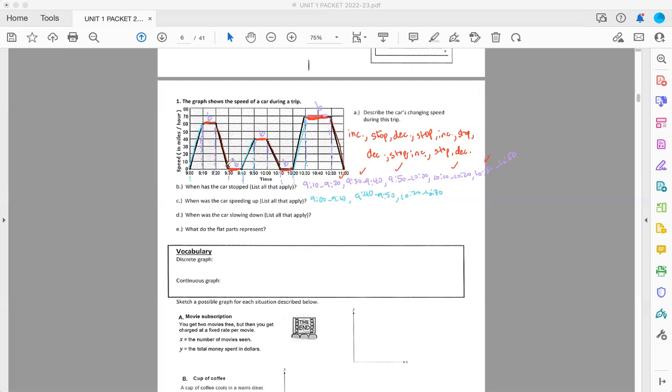So slowing down between this point and this point, that's from 9:20 to 9:30. And then it's slowing down again from 10 o'clock to 10:10, which is this part. And the last part is from 10:50 to 11.